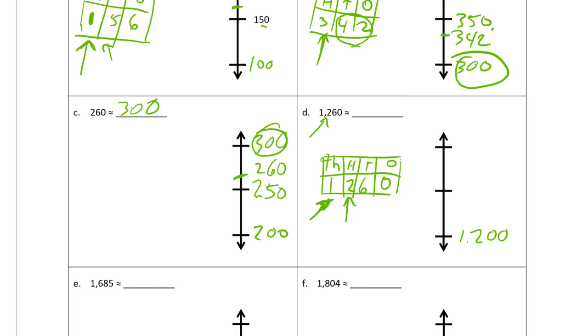caught up in it. My tip for writing in the commas is don't think about where to write the comma until after you've written all of the digits. So after you write the digits, then figure out where the comma goes. Because otherwise you'll end up writing extra digits while you're trying to think about the comma. I've seen it happen a lot.